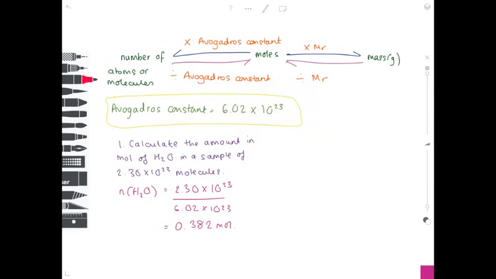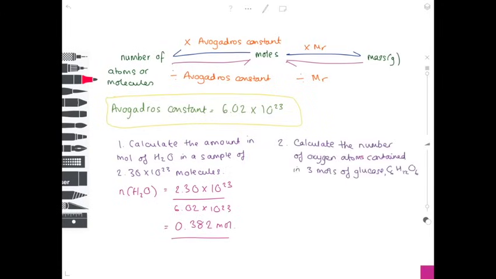0.382 moles. So for question 2, we're calculating the number of oxygen atoms contained in 3 moles of glucose, which is C6H12O6. So this time we're calculating the number of oxygen atoms contained in 3 moles of glucose, C6H12O6.